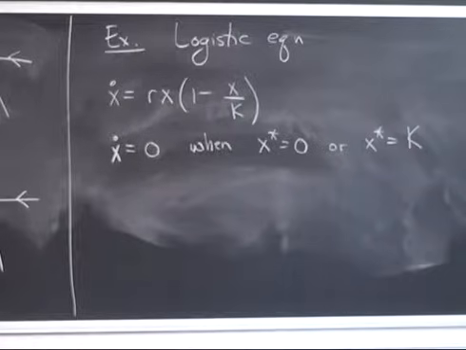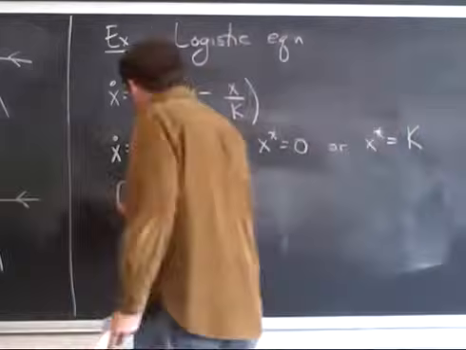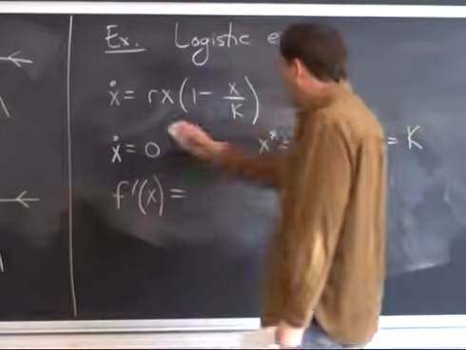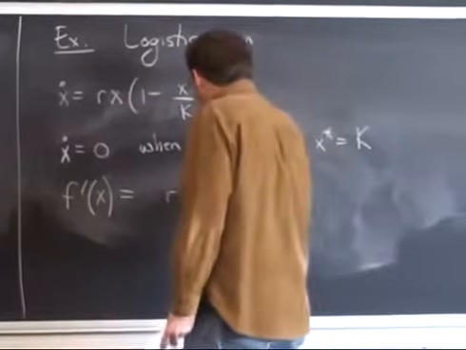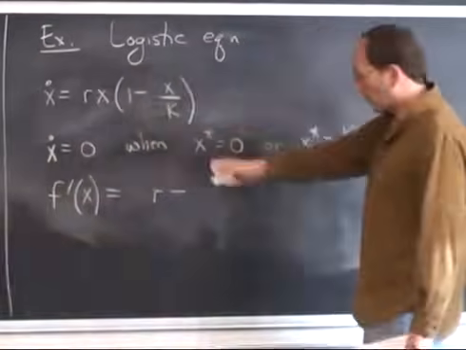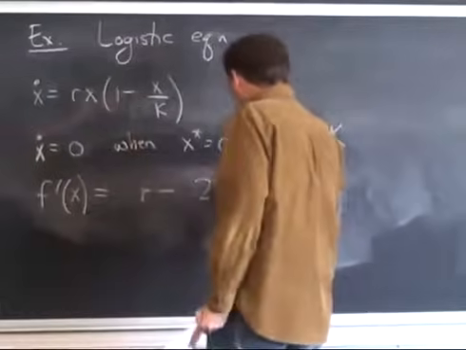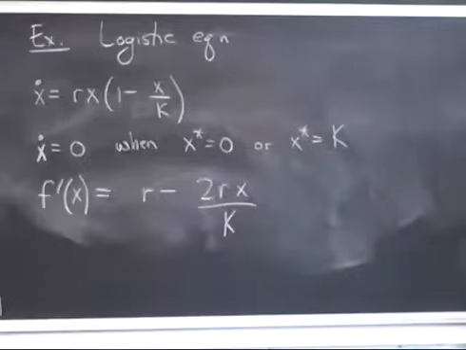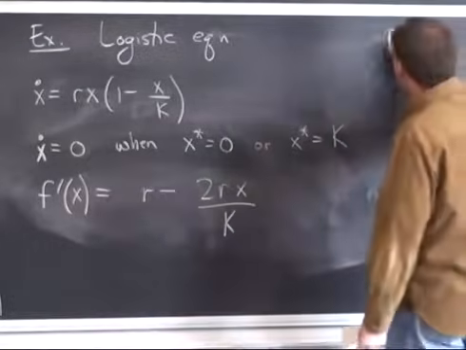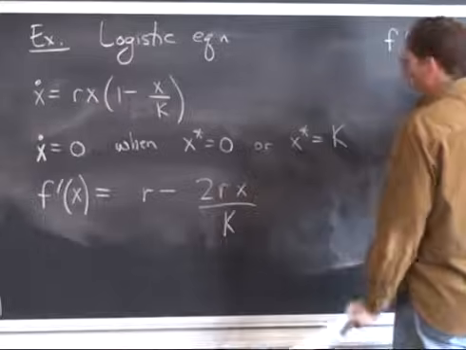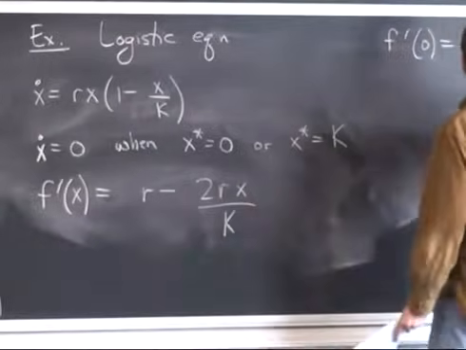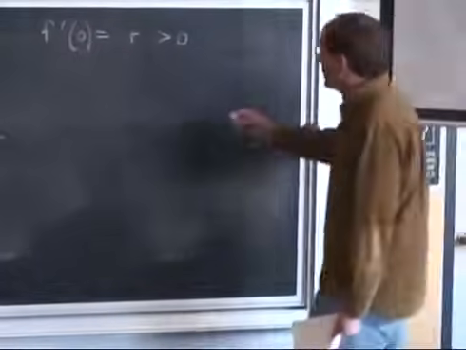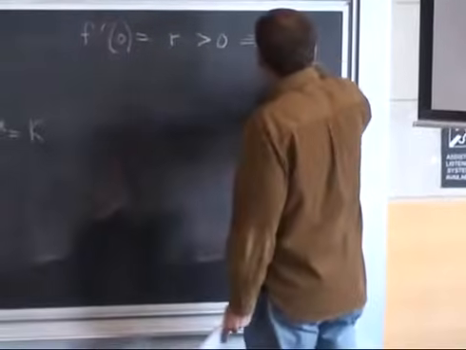And then if we wanted to figure out their stability, we could look at f prime at x, which I have to take d dx of this, so I'll get r. And then minus, this is rx squared over k. Differentiating that gives me 2rx over k. And then if we calculate f prime at one of the fixed points, at 0, it's just r, which is positive. We're assuming r is positive. It's a positive growth rate. And so this tells us that x star equals 0 is unstable.